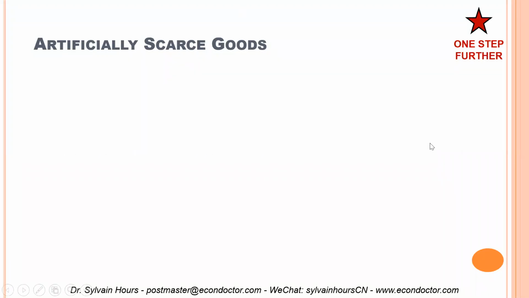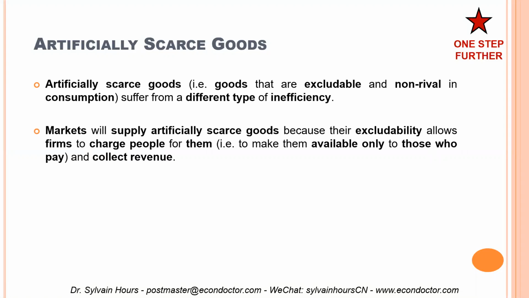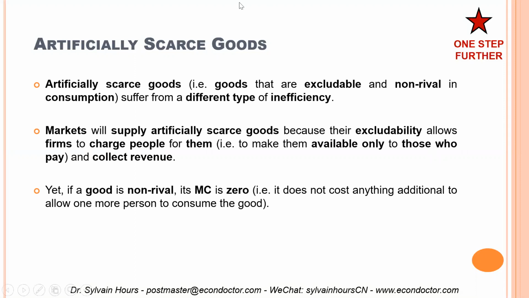Basically, the problem that we have with artificially scarce goods is that the marginal cost of production is 0. This is really what you must remember. If a good is non-rival, the marginal cost is 0. You can think of Netflix. It doesn't cost Netflix anything to allow one additional viewer to watch a movie. There is no additional cost, or it's very, very small. So it doesn't cost anything to produce one more unit of a non-rival good.